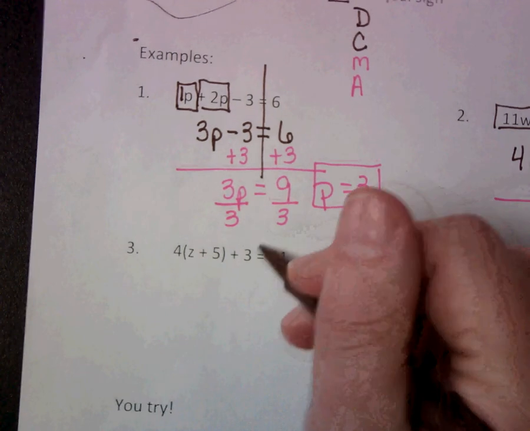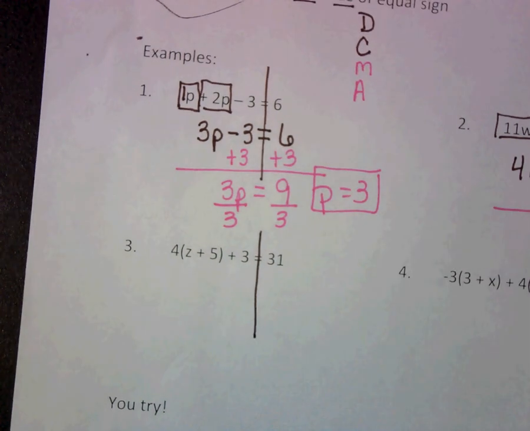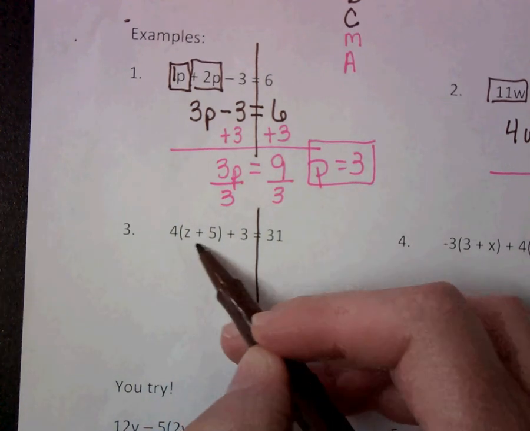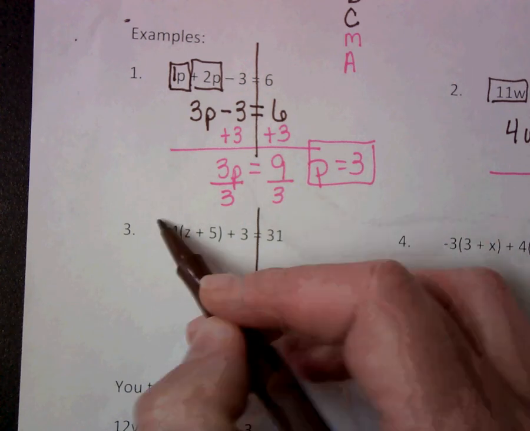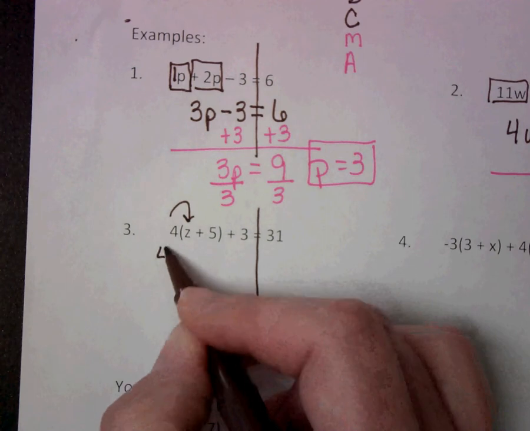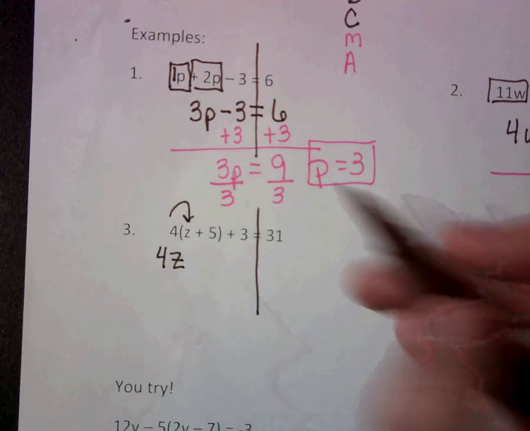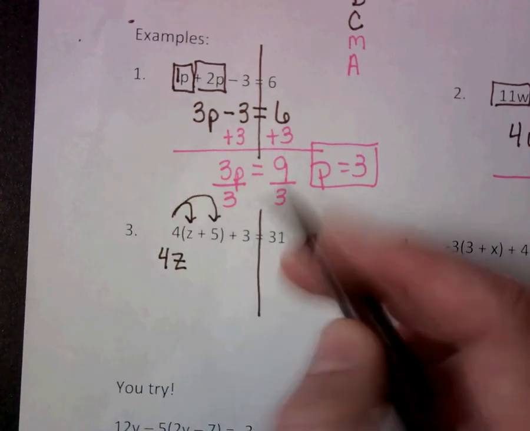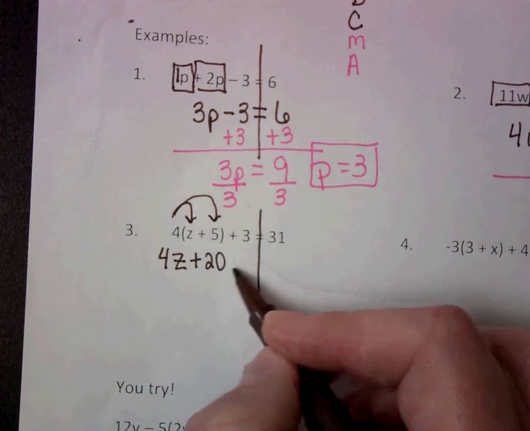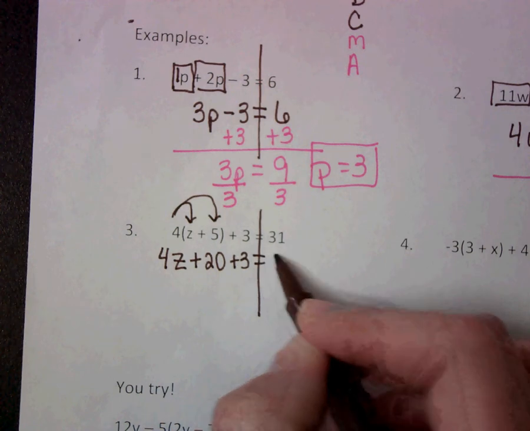Okay, let's look at number 3. Uh-oh, what have we added in? This time we've got some parentheses. So we are going to have to distribute first. Now notice our 4 only gets distributed to what's in parentheses. 4 times z is 4z. 4 times 5 is plus 20. And then we're going to write the rest of our equation.